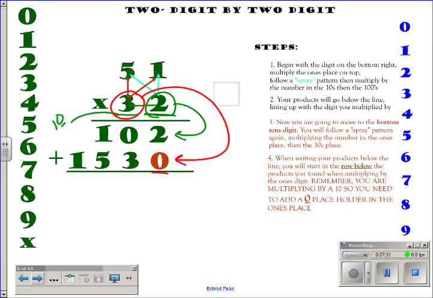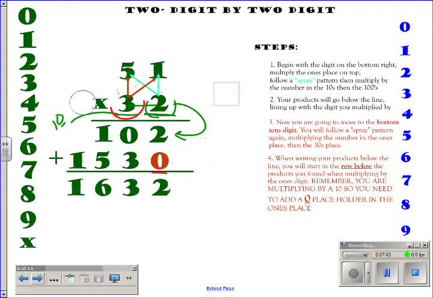You have 2 plus 0 is 2, 3 plus 0 is 3, 5 plus 1 is 6, 1 plus 1 is 1, 1,332. Okay, I'm going to walk through that one again, just so that you're clear.